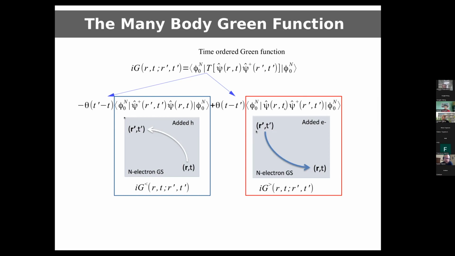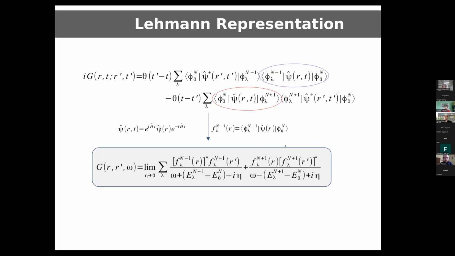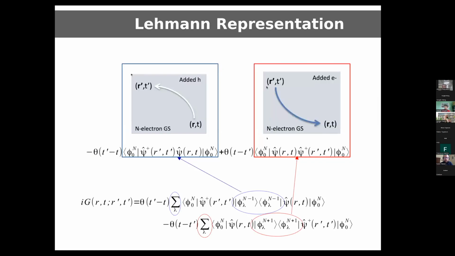And the other term is basically the same, just with the time operators inverted. So instead of first creating a hole, this time you create an electron. This dagger means electron creation. And again, you create the electron in some place, and then you measure the probability of finding the electron in another position. So why is this useful?